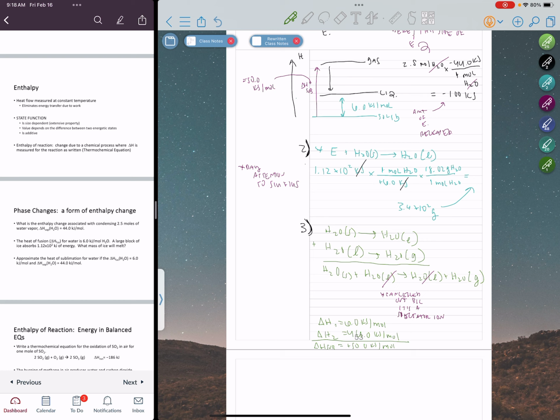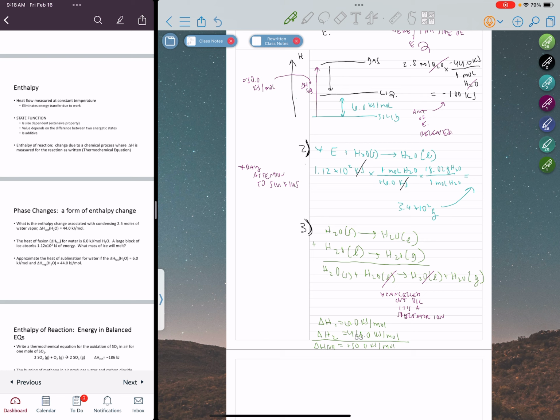Okay. How many people have heard of Hess's law? We're going to spend a little bit of time, probably on Monday, it's actually on the back of your sheet, working on Hess's law. That's what this is. We've actually now done Hess's law without calling it that. Oops, I guess I just did.